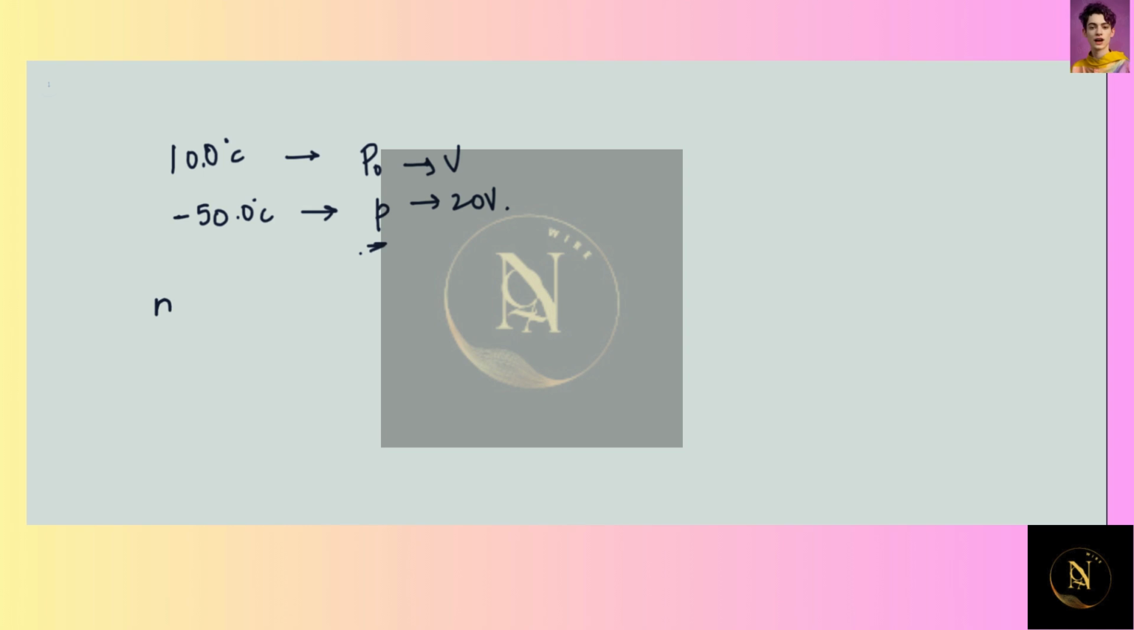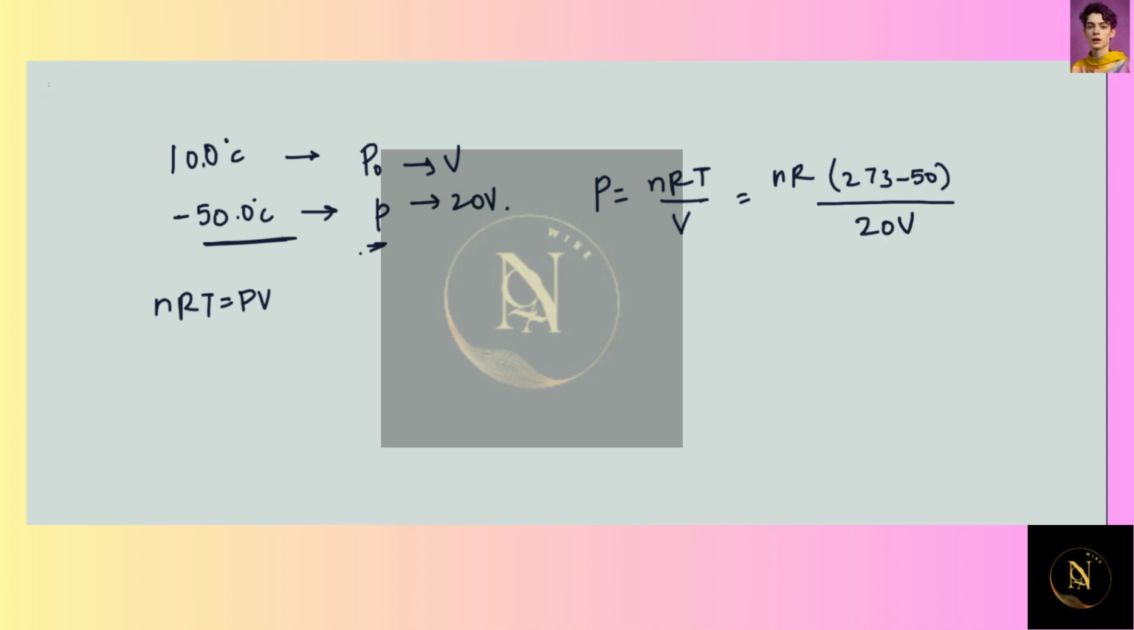It is very simple. We use our formula nRT is equal to PV. So using this formula, we can see P is equal to nRT by V, where T is our new temperature, minus 50 degrees Celsius, but in Kelvin. So that's 273 minus 50 divided by our volume, which is 20 V.